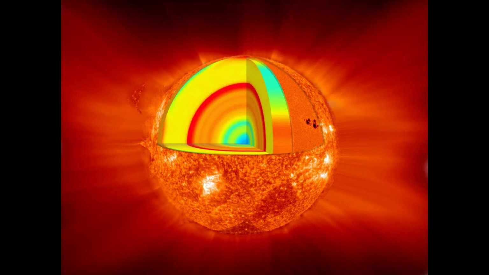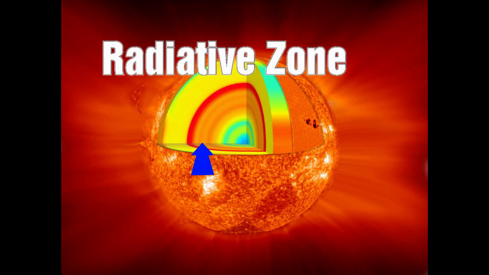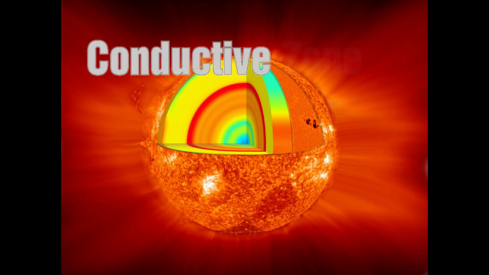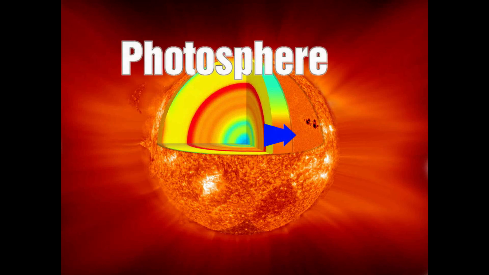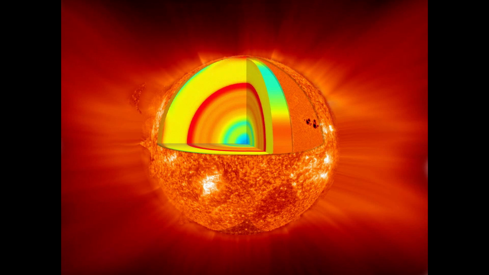Surrounding this core is a radiative zone, which transports the energy outwards via photons. On top of this is another zone which carries the heat to the surface via convection columns. Now it takes the photons about 100,000 years to travel from the core to the surface of the Sun. The surface of the Sun is called the photosphere. This is the surface we see with visible light.